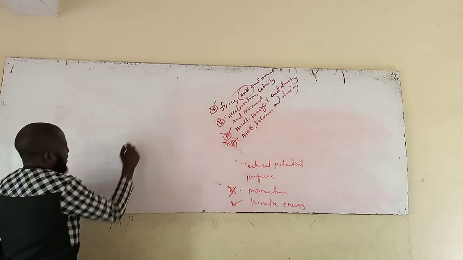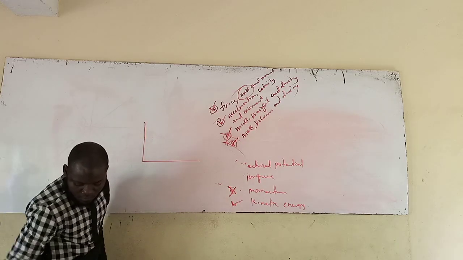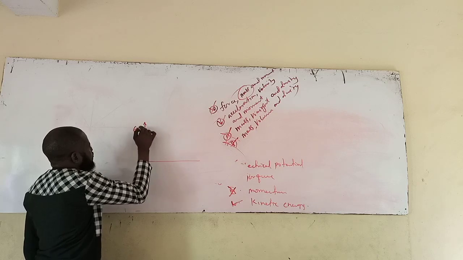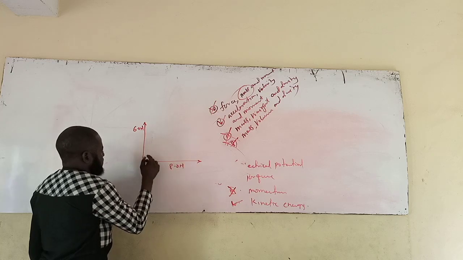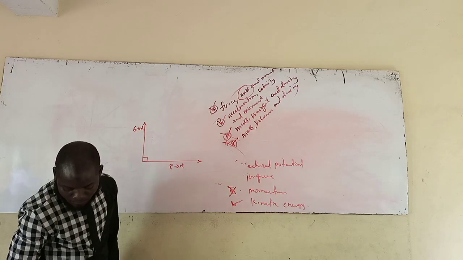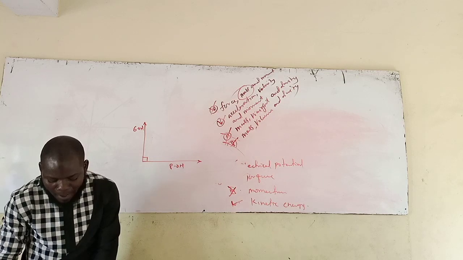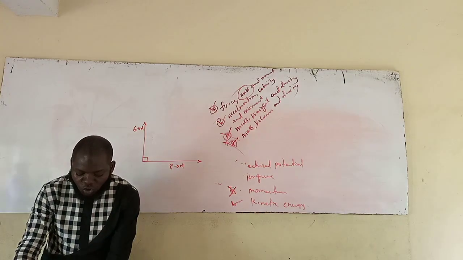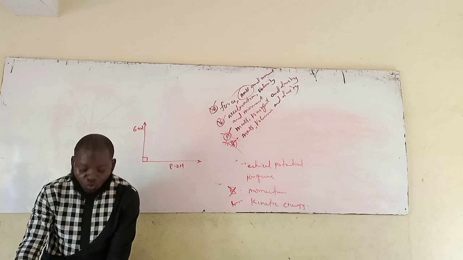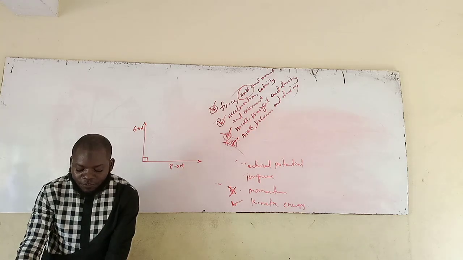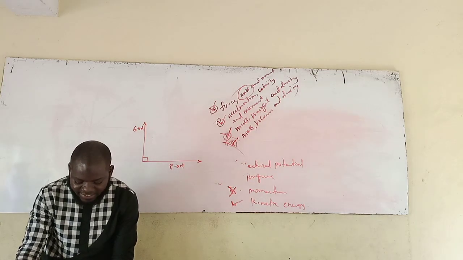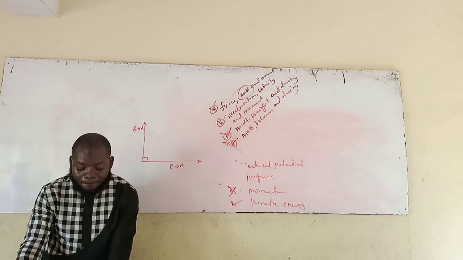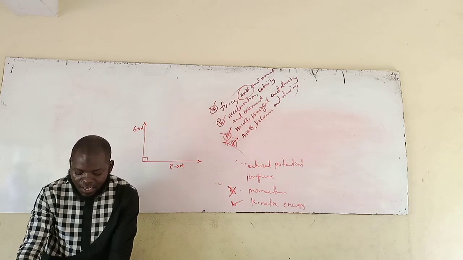So we have this diagram there, whereby here is 6.0 Newton, and here is 8.0 Newton. Okay, so the question says the diagram above shows two vectors at right angles to each other. The value of the magnitude of the resultant vector is: A, 12 Newton; B, 13 Newton; C, 14 Newton; D, 10 Newton.